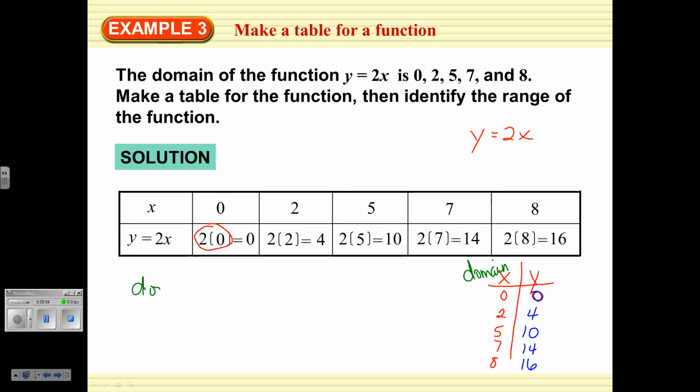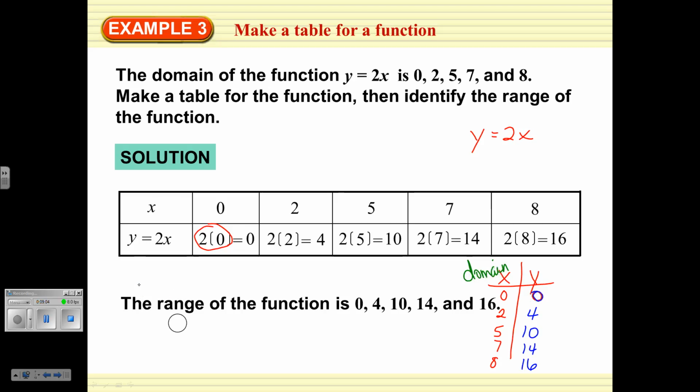So on your domain notes, I think it's on here. I should probably just print it. There we go. Oh, they've given us the domain. Sorry, 0, 2, 5, 7, 8. The range of the function is 0, 4, 10, 14, 16. That would be our range. So domain x, range y.